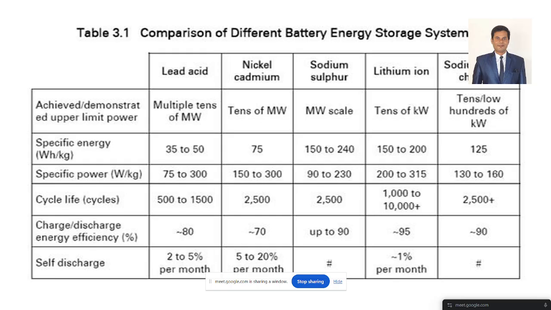It may come for 2 years. It may come for 4 years. It may come for 5 years. It may come for 10 years. So that is called the life cycle. How much it will charge and how much it will discharge, right? So that is called the life cycle.